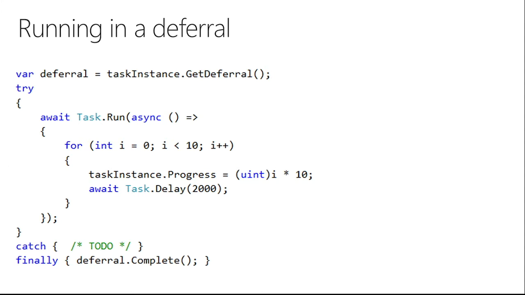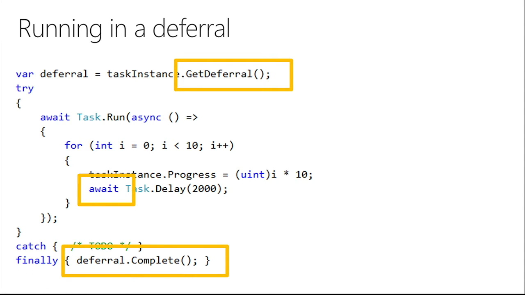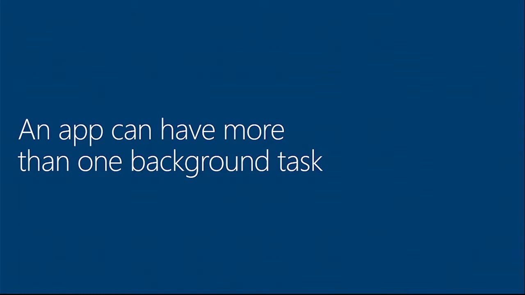If you don't do this and just run through, as soon as you hit that await, your Run method will actually return, and effectively your task will just fail. So you need to get a deferral, do all your async work. There's an await Task.Run async, await Task.Delay, which is not very real world, but it gives you an example. And then when you're done, you can call Complete on your deferral. That's what you're doing. It's basically saying, I want to do some work, and then I'm done.